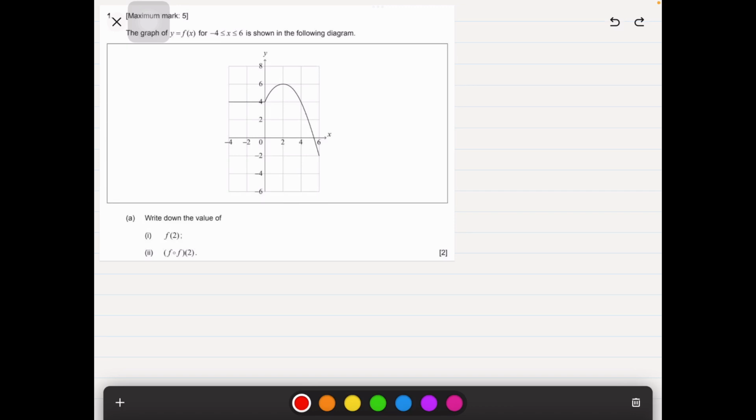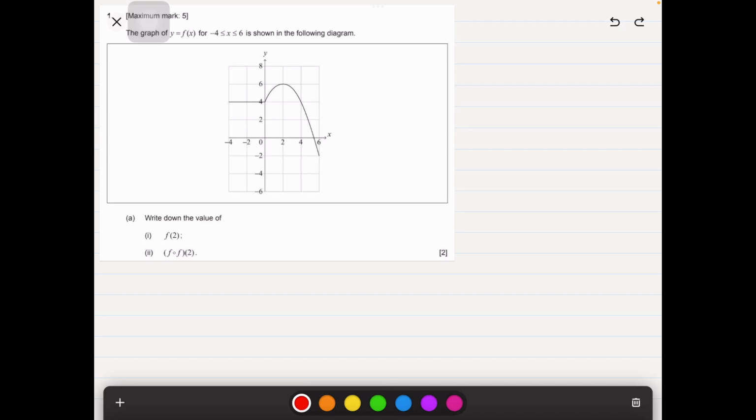And the first question, part A1, is asking to write down the value of f of 2. When the question says write down, it basically means that you don't have to show any work. But for the purposes of explaining things, I will be showing work.